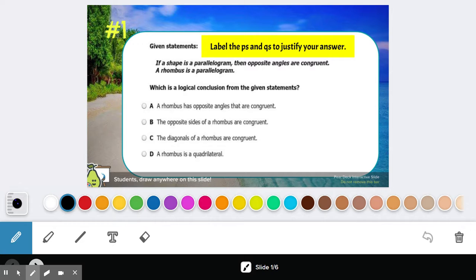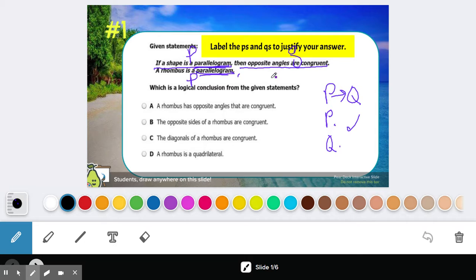If a shape is a parallelogram, that's my P, then the opposite angles are congruent. That's my Q. A rhombus is a parallelogram. So a parallelogram is repeating. That's P. So I've got P, then Q, and then I've detached it and done P. So my next sentence needs to be Q. I've kept the order. That is a valid pattern. So my next thing should be P.